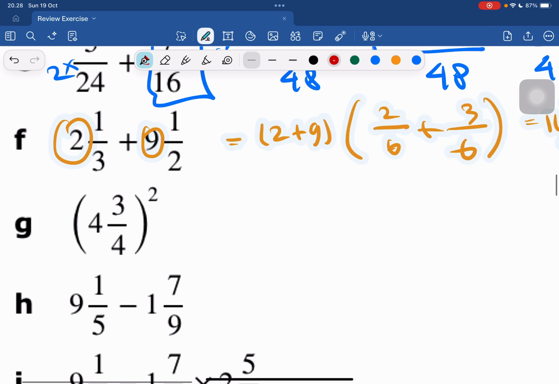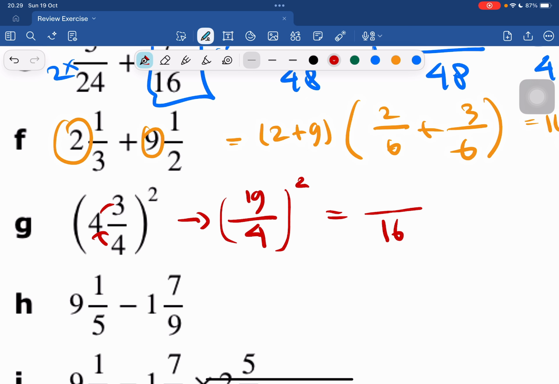Next question, this square root. Let us make it improper. So 4 times 4 is 16, 16 plus 3 is 19, and then we square it. So 4 squared we know is 16, and then 19 squared is 361.